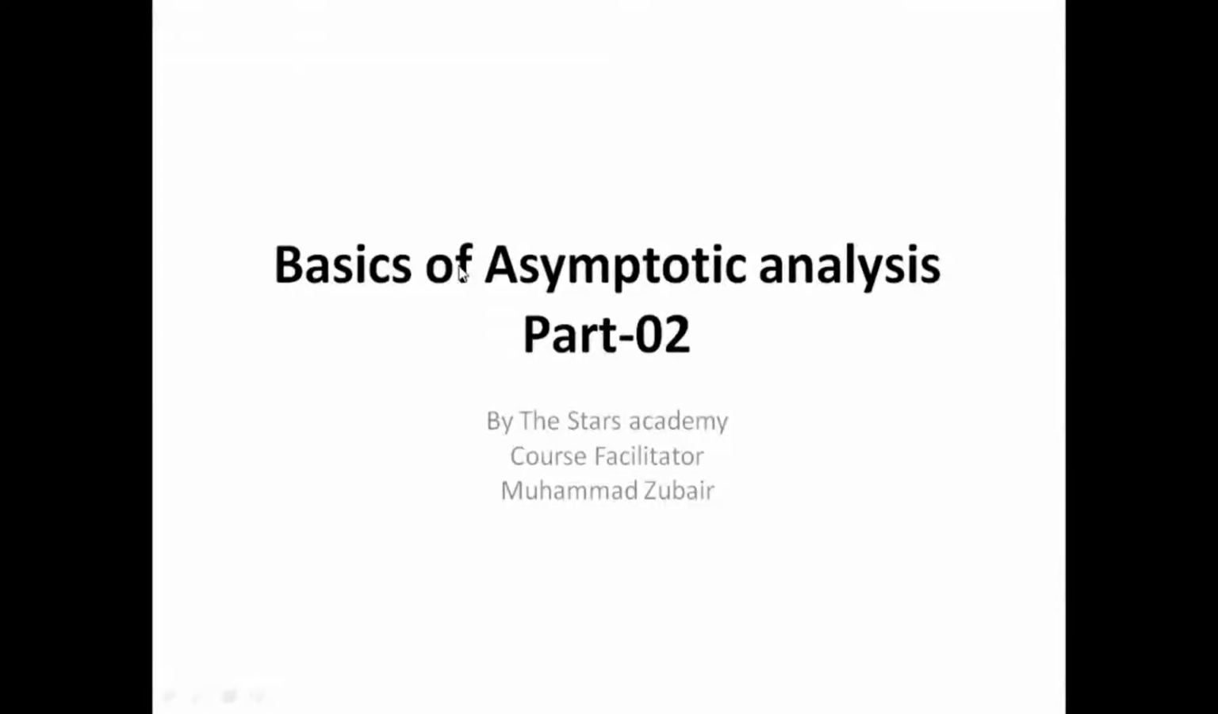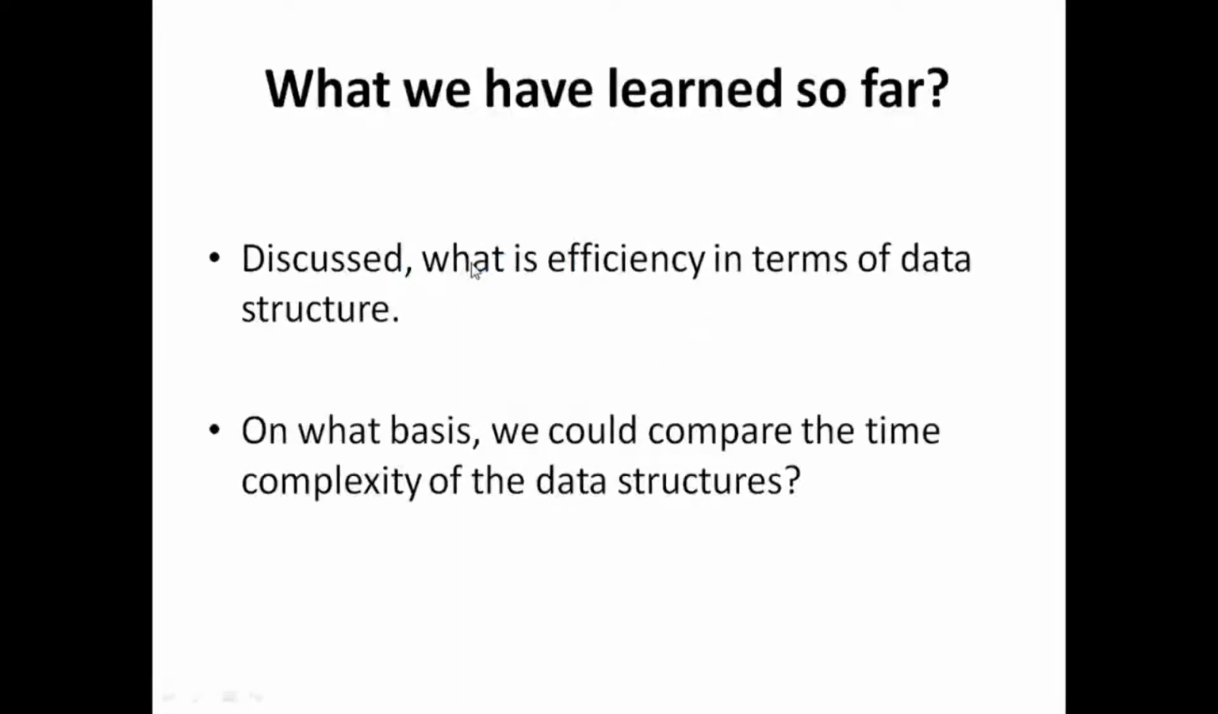Let's discuss part 2 of basics of asymptotic analysis. What we have learned so far, we have discussed what is efficiency in terms of data structure. Apart from this, on what basis we could compare the time complexity of data structures. We have learned that on the basis of operations performed on data structures, we could be able to compare the time complexity of the data structures.